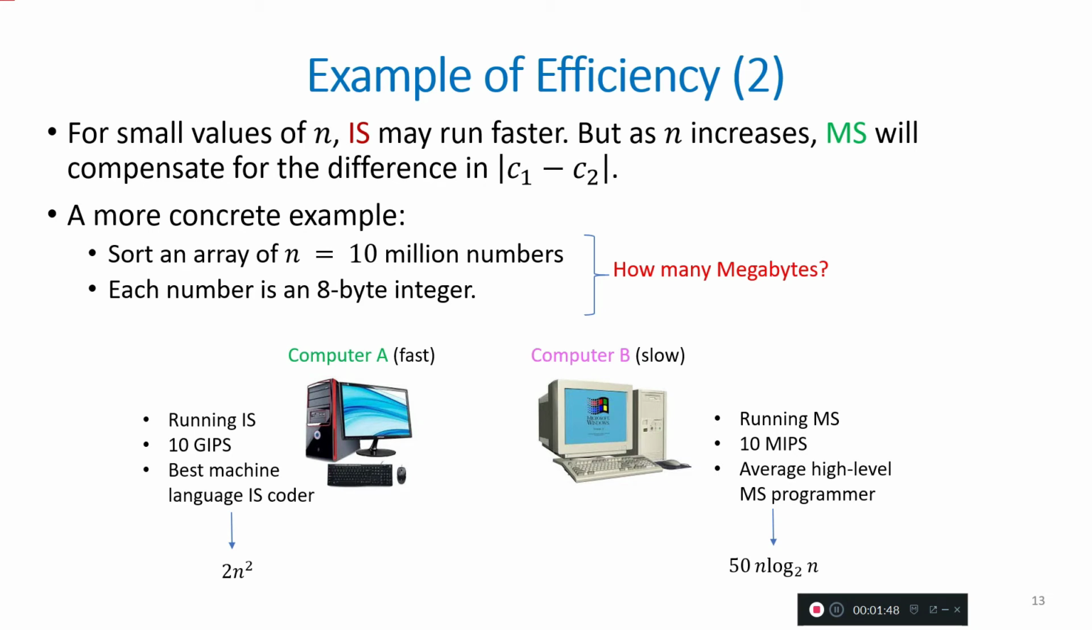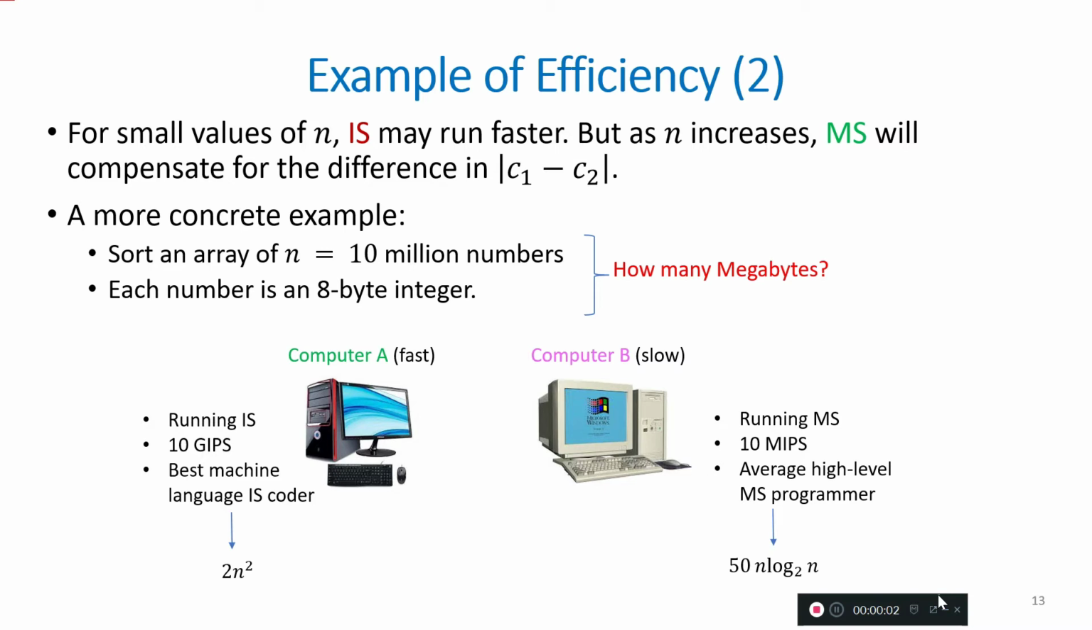So for small values of n, insertion sort may run faster. But as we increase the size of the input, merge sort will actually compensate for the difference C1 minus C2. Now let's look at a more practical example. Say that you are given 10 million integers and you're asked to sort the numbers. And each integer is represented using 8 bytes. So you can obviously calculate how many megabytes of data that would be. Now assume you are given two computers, computer A, which is a more modern and fast computer, and computer B, which is an old and much slower machine.